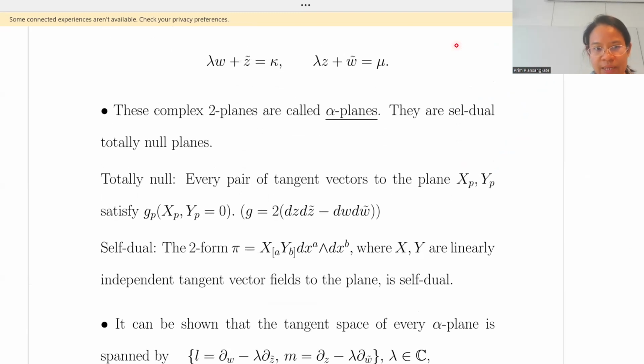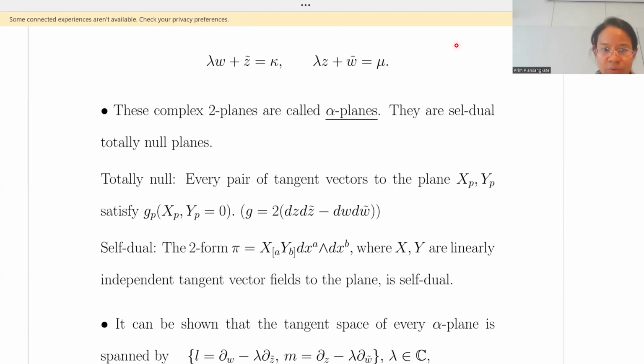So what is an alpha plane? It is a self-dual totally null plane. By totally null plane, it means that any tangent vector to the plane satisfies this: G acting on any pair of tangent vectors will be equal to 0, and G is our flat metric. Yeah, this is totally null.